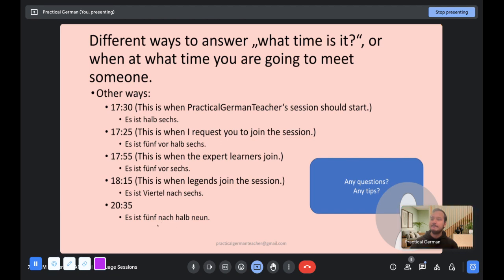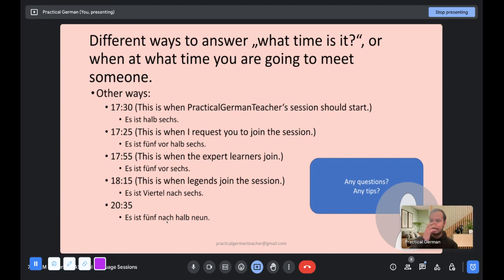"Es ist fünf nach halb neun." Right, so 8:30 would have been halb neun, and five after halb neun. Halb acht or neun? You're right, halb neun. So 8:30 will be halb neun. If you want to say halb, then you have to say the hour after the actual hour, right? My bad. No problem.